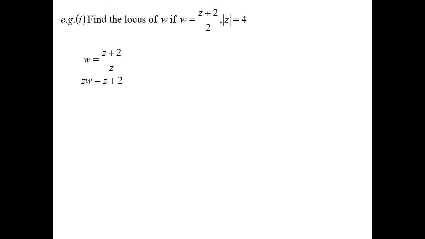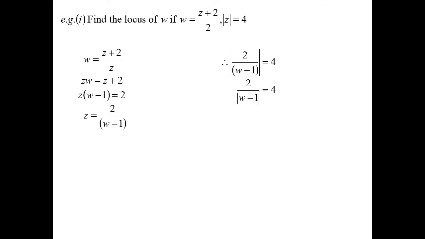Eventually, there it is. z equals 2 on w minus 1. Now, why do that? That's the thing we've got the condition for. So I can now say, well, I know the modulus of z is 4, so that means the modulus of 2 on w minus 1 is equal to 4. So now I can work out what's the locus of w.